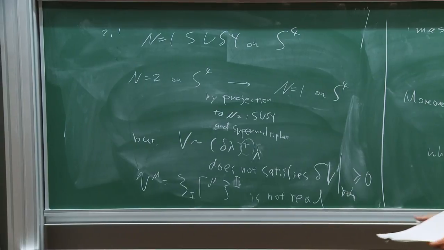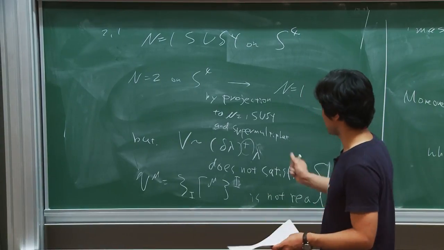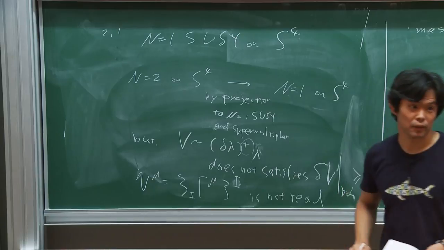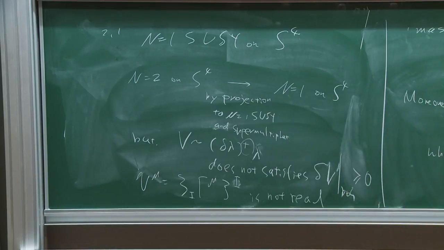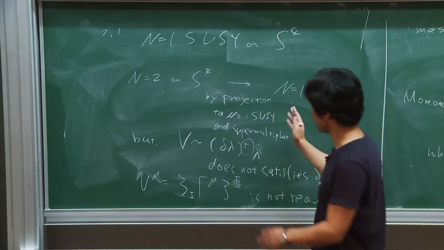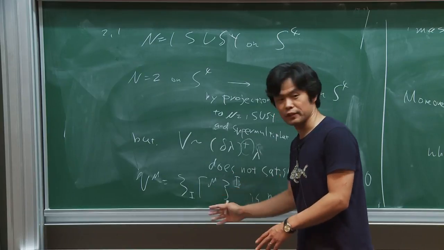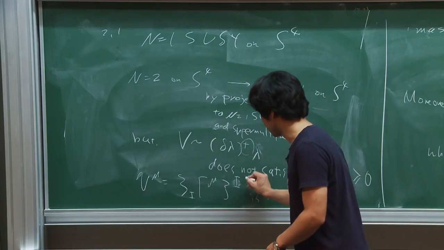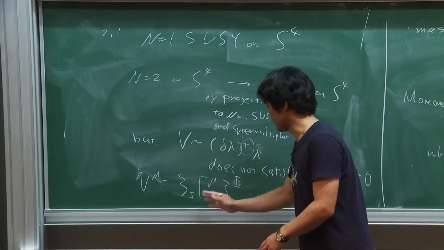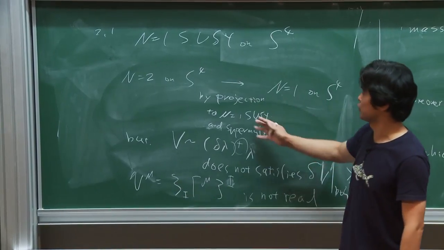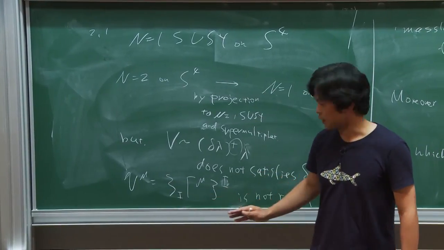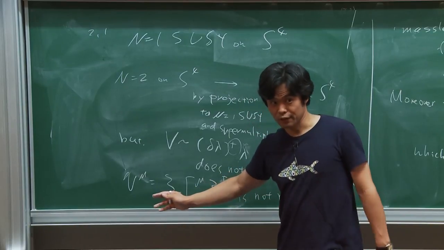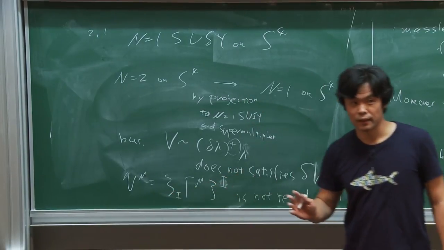Okay, so this is, as you are seeing, the N equals 2. Yes, this is the analog of the N equals 2 on S4, by the projection. Projection means we kill some Z or something like that. So more precisely, maybe the Z should be some projected one. Then this should be complex, not real, by any choice.